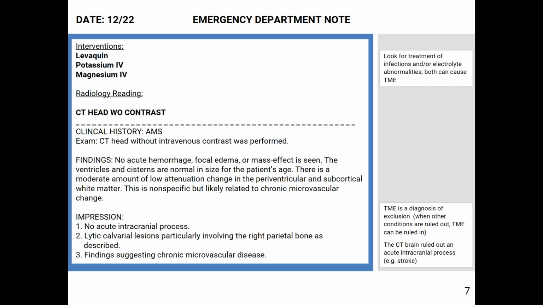The next thing you want to look at is what studies are initiated. So here, right away, if an elderly patient comes with altered mental status, they're going to be questioning if there's a stroke. So the first thing they order is a CT of the head without contrast, and notice that there's no acute intracranial process. If there was, say if they had a stroke, well, that would most likely explain why the patient has an altered mental status. But in this particular case, there's no stroke, so TME is still a possible diagnosis.